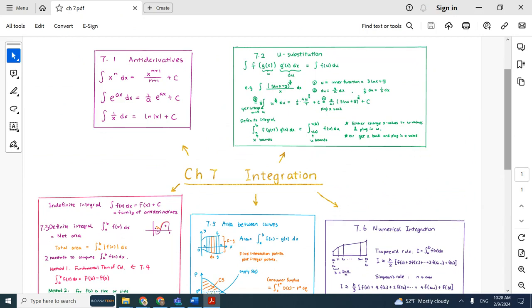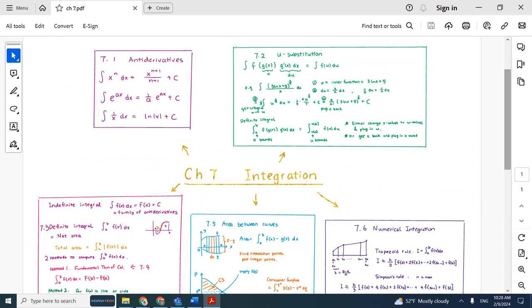And then 7.2. Use substitution. So we have 4 steps. Let u be the inner function. By the way, we don't have product rule or quotient rule for integral, right?